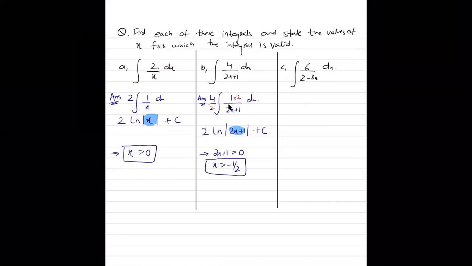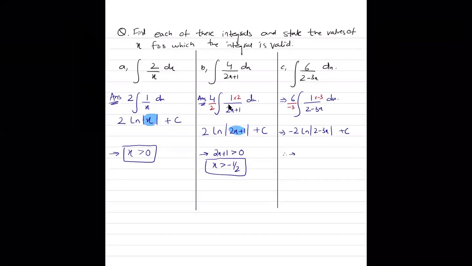So I got minus 2 ln 2 minus 3x plus c. Okay. So first of all, I can take 6 common. Then the differentiation of the denominator is minus 3. So I can divide this by minus 3 as well. The final answer is going to be minus 2 ln of 2 minus 3x plus c.